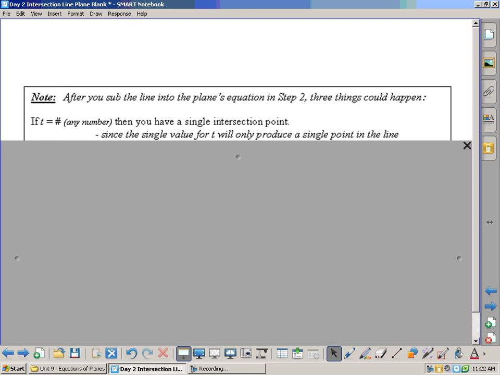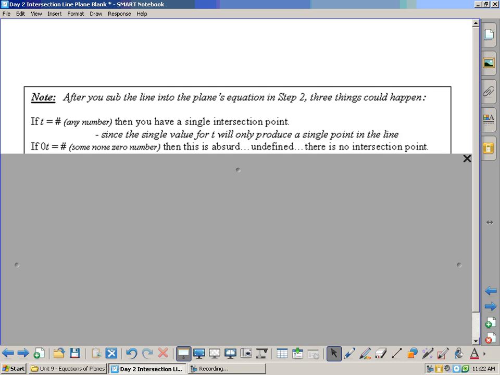Now, that's not the only thing that could happen when we sub the line into the plane. The other two situations could happen where it gets a little bit weird. So what would happen if they don't intersect? Then you would have this situation. The math would actually work out that it would be 0t equals 15. Or 0t equals -7. Or 0t equals 1. If you get 0t equals 10, that's impossible. Or what I call absurd.